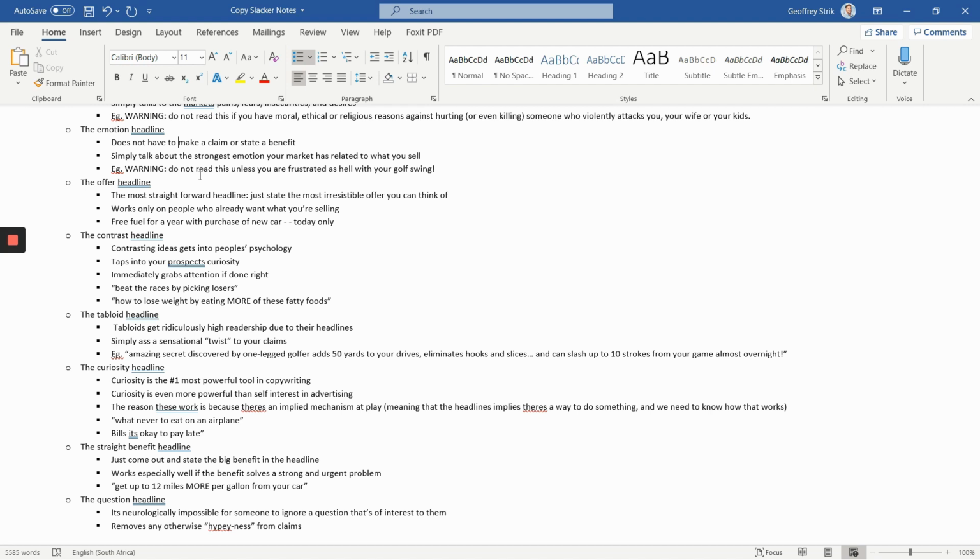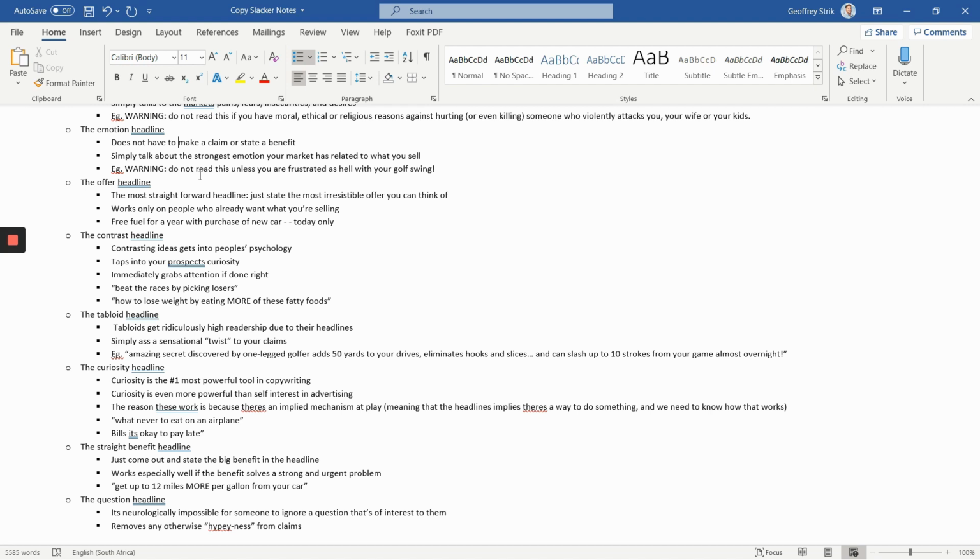The next headline is the contrast headline. Contrasting ideas gets into people's psychology. It taps into your prospect's curiosity by immediately grabbing their attention if it's done correctly. Beat the races by picking the losers. That's a contrasting headline because you wouldn't think that you could win. You could win if you were to gamble at the horse race by picking the losing horses. So immediately it has intrigue involved, grabs their attention.